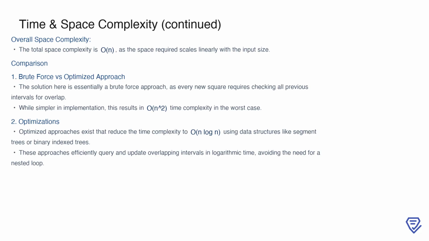When comparing this brute force solution to optimized approaches, we observe a significant difference in efficiency. The current solution checks for overlaps by iterating over all previous intervals, which results in O(n²) time complexity. While this is straightforward to implement, it's not the most efficient. More advanced techniques, like segment trees or binary indexed trees, can reduce the time complexity to O(n log n) by allowing efficient querying and updating of overlapping intervals. These structures avoid the need for a nested loop and are better suited for handling larger inputs.